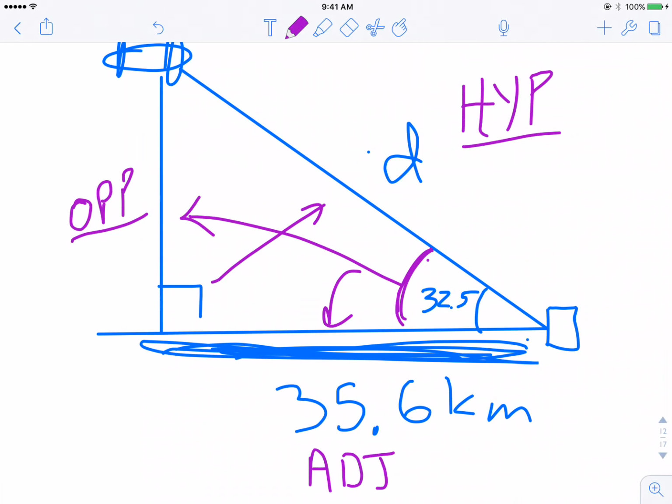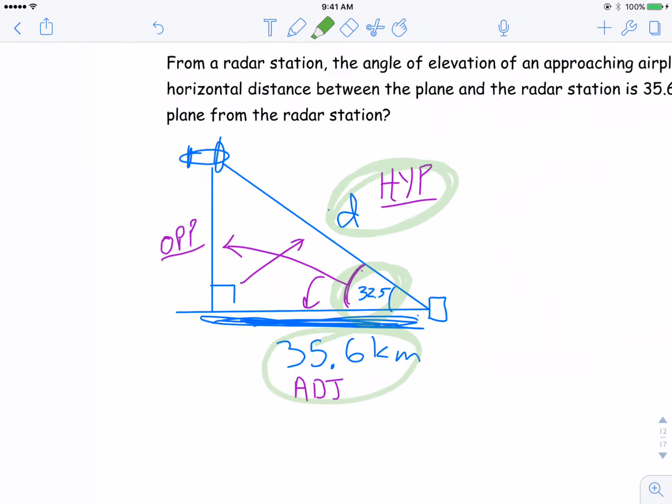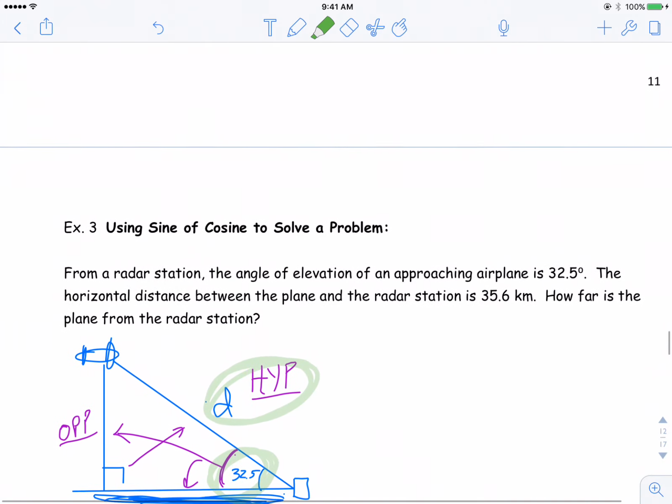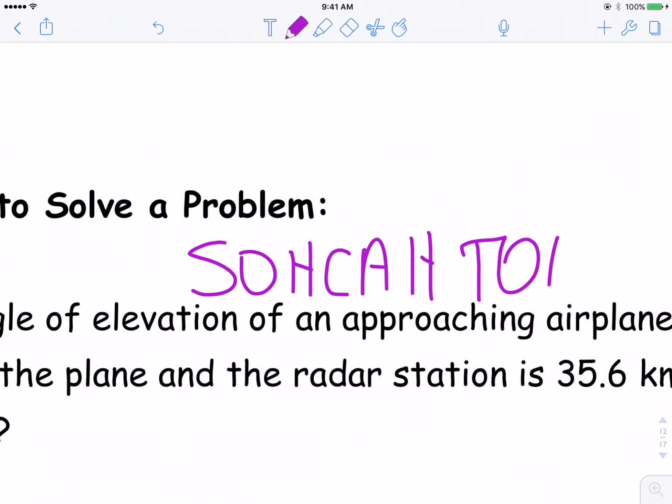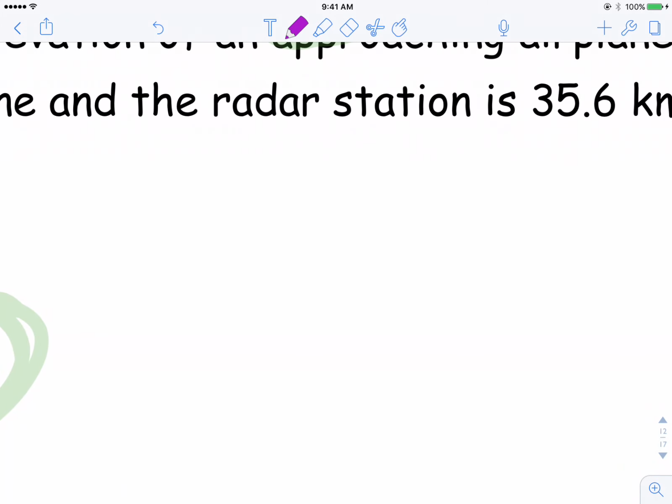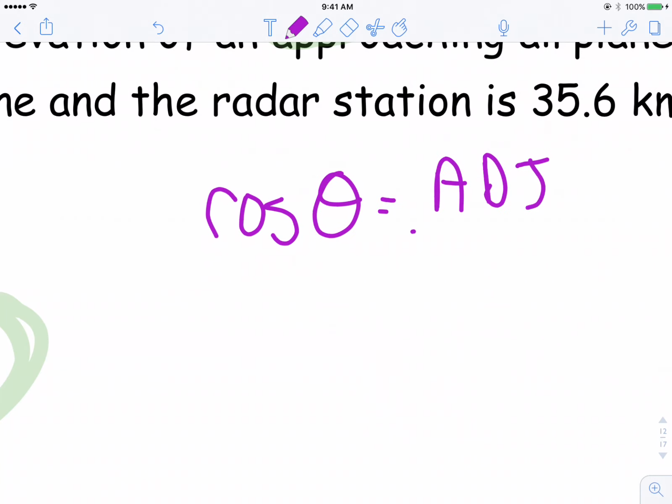Okay, so then I think, well, what trig function relates hypotenuse, that's what we're looking for, the angle that we're given, and the adjacent side? Well, I don't know yet because I don't have my acronym written down. SOHCAHTOA. What trig function relates adjacent and hypotenuse? Well, that's going to be cosine. Write down my formula. Cosine of an angle is equal to adjacent over hypotenuse.